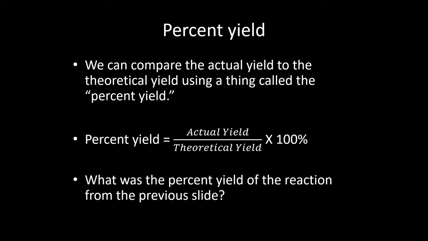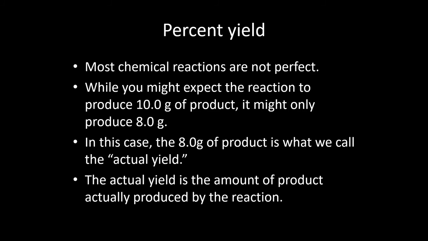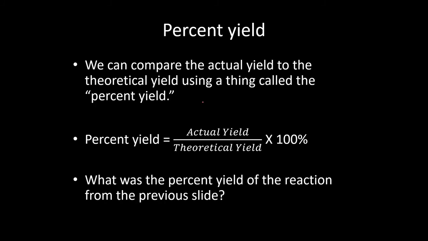So from the previous slide, we said that we wanted to make 10 grams. That was our theoretical yield. 8 grams is our actual yield. And so if we do that math, it's 80%. Pretty straightforward math there. 80% yield, which in some situations is good, and in other situations is really bad.